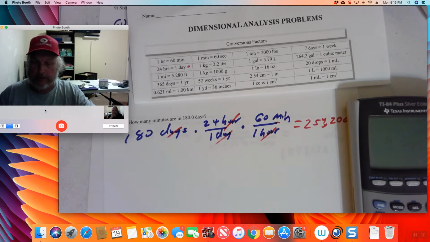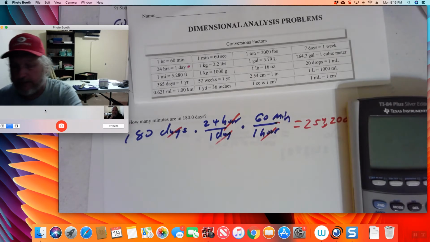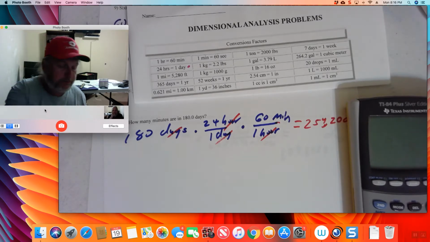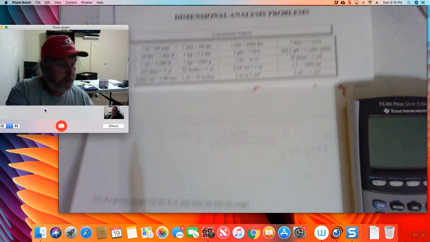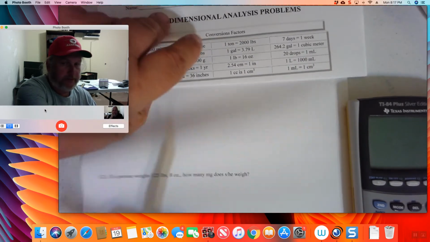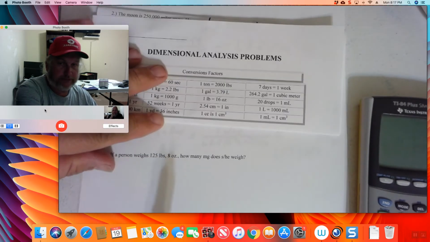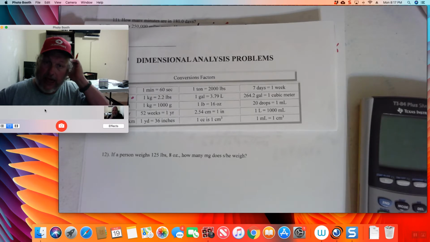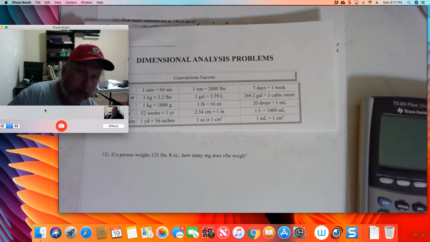All right, we're going to work some more of these problems like I promised. Getting my pens ready. Here we go. Look at number 12. Let's go back here where we got it. If a person weighs 125 pounds, 8 ounces, how many milligrams does he or she weigh? Interesting. Let's see what we got here.